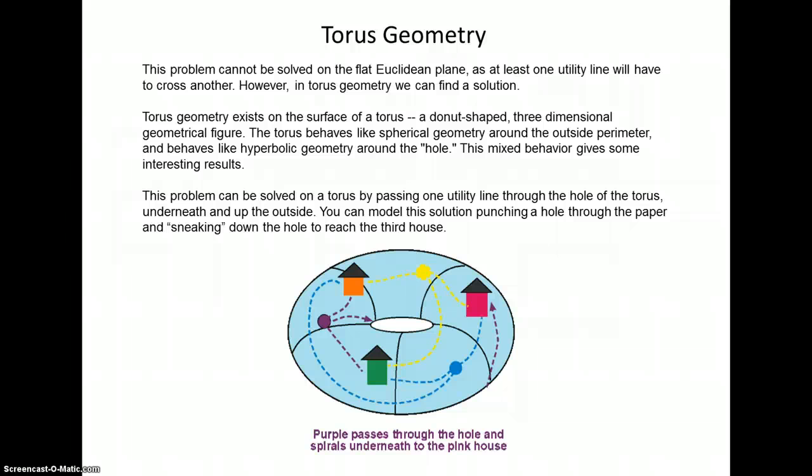This can also be done with a sheet of paper if you allow your students to punch a hole in the paper, draw a line over to the hole, across the back of the paper, and sneak up on the other side. So it's one way of solving a problem that can't be solved in Euclidean geometry, but it can be solved on a torus.